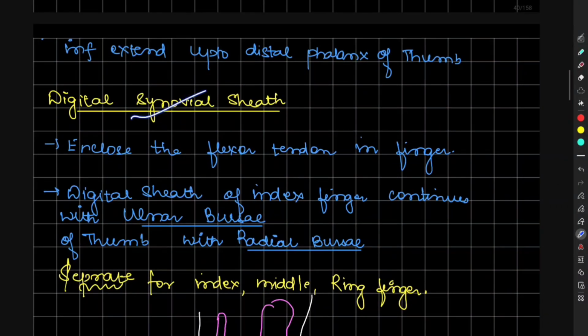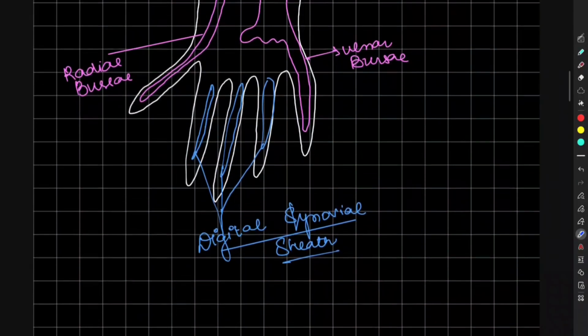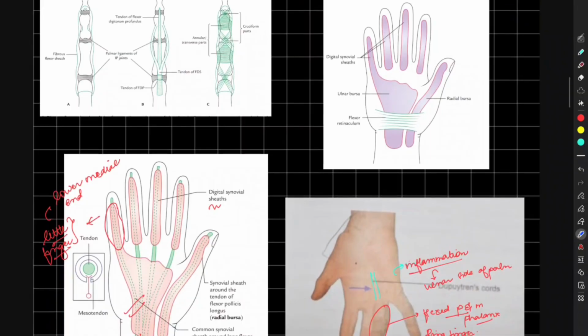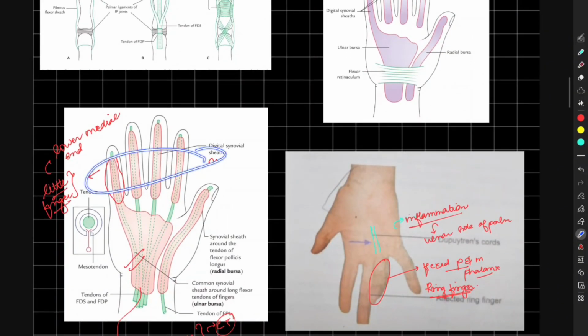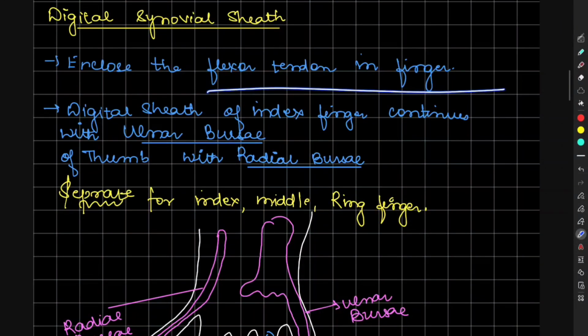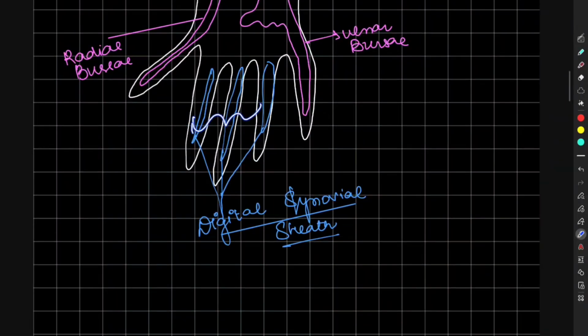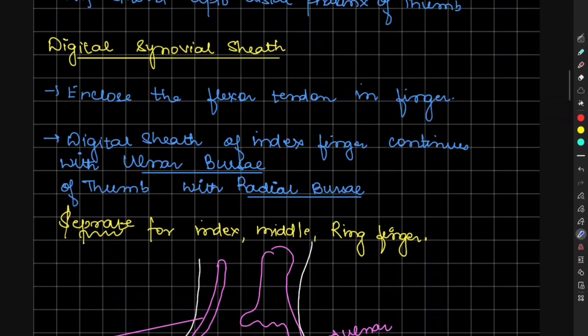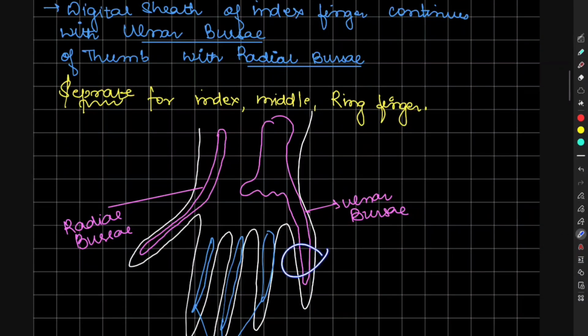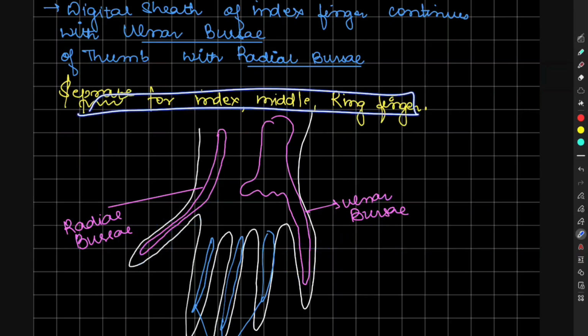Next is the digital synovial sheath. Talking about the digital synovial sheath, you can see this is basically the digital synovial sheath, and if I look here, this is your digital synovial sheath. There are very few points in this too. The digital synovial sheath encloses the flexor tendon in the finger. The digital synovial sheath of the index finger is continuous with the ulnar bursa, whereas that of the thumb is continuous with the radial bursa.